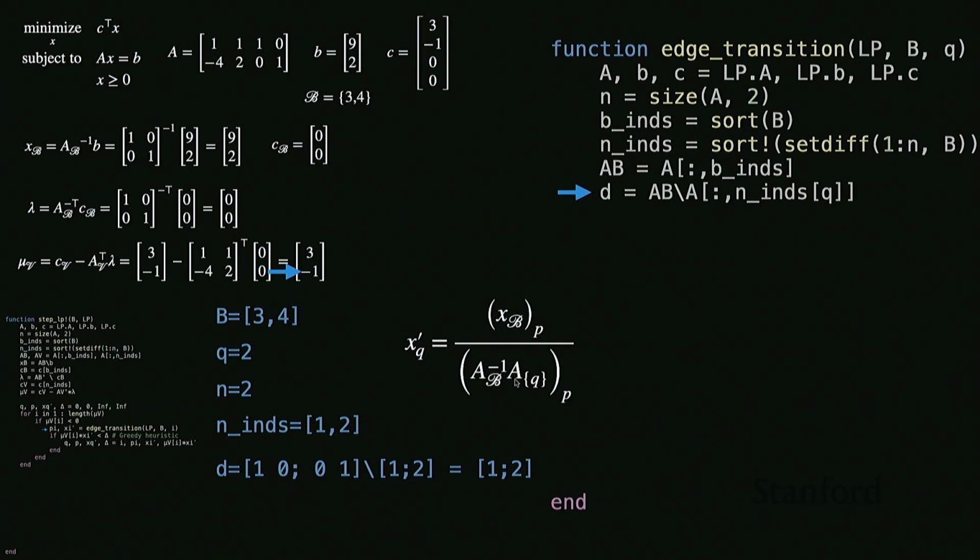Okay, and so what we've done is we've taken a basis, the inverse of that, since we're using this / operator, and then we've taken the columns of A corresponding to the free indices and the qth component. So here q is 2, so the second component of n indices is also 2, so we're taking the second column of A. And that's where this 1, 2 comes from, the second column of A. So we solve for that denominator term, and now we're going to enter into the second for loop.